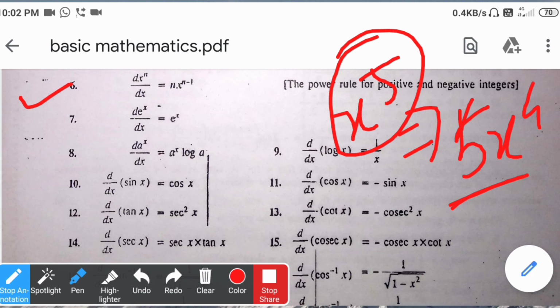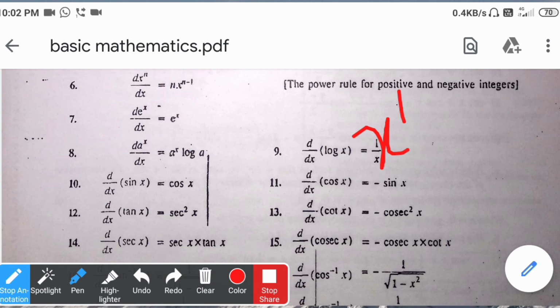Okay, so this rule is applicable for this type of functions having the power of n, x raised to n. So what will be the derivative of this x raised to 1? It will be 1, because x raised to 0 turns out to be 1.